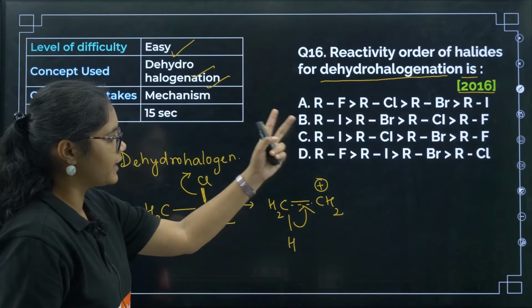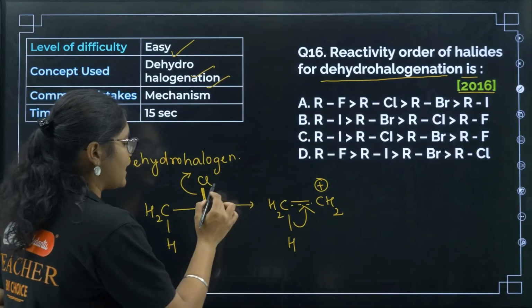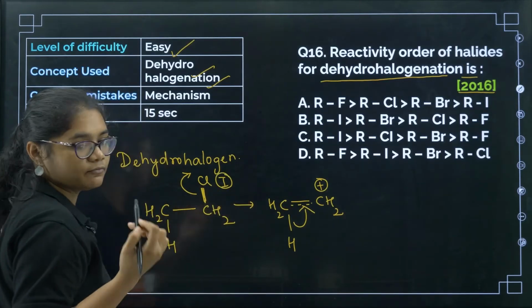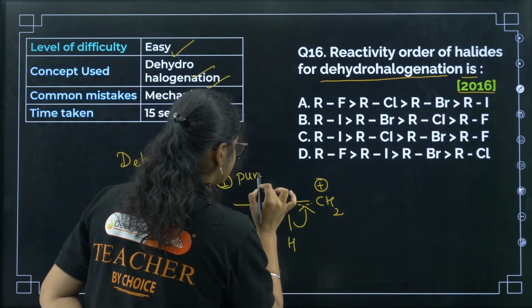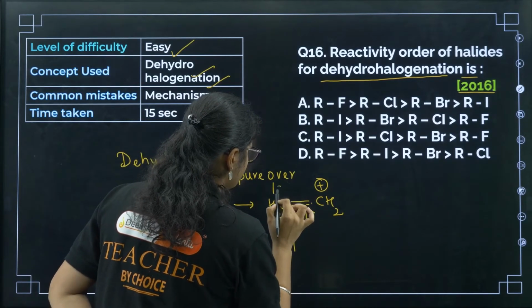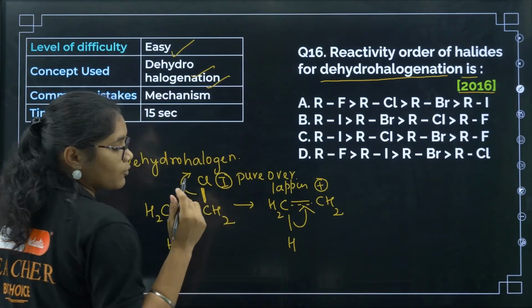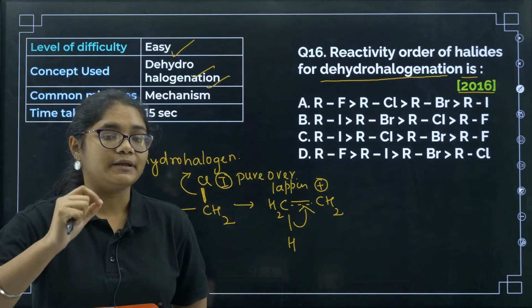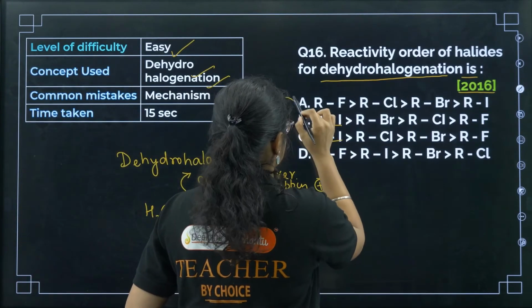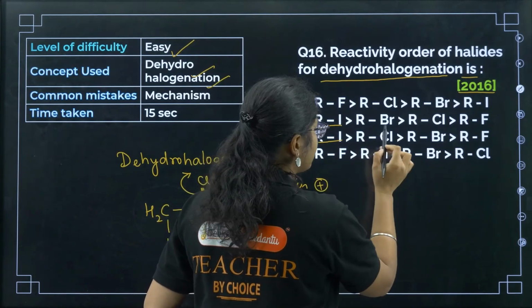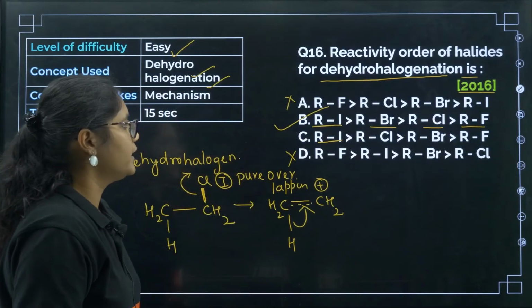It depends on in which case this bond can break easily. If we have iodine here, this bond will be the weakest. Why is this happening? Because of poor overlapping, there is a size difference. Carbon is a small atom, iodine is a very big atom, so there is poor overlapping of orbitals and the bond is very weak. So iodine breaks easily and reacts faster. After iodine it is bromine, then chlorine, then fluorine. So option B.